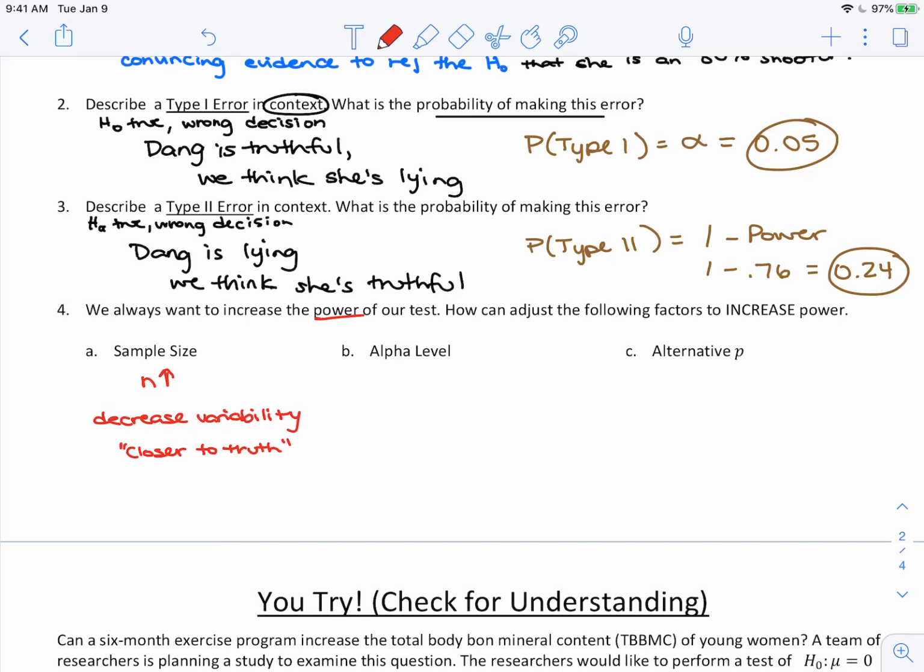All right, what should we do to the alpha level to increase power? Well, you increase that alpha level. It makes rejecting the null easier.